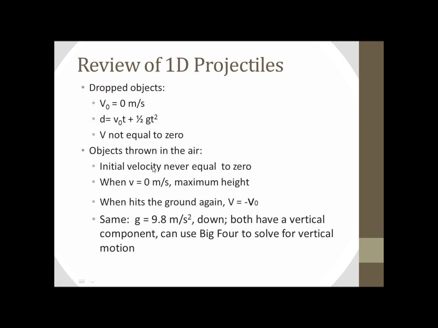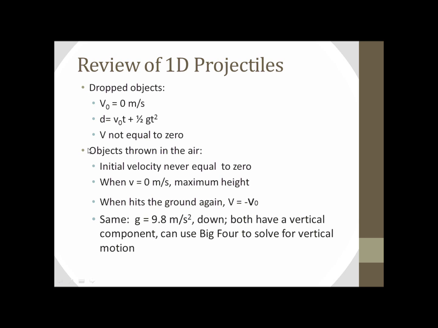So the other side of this is whenever you have projectiles thrown in the air, and in this instance, you have an initial velocity that is never equal to 0 because you have to throw it in some way, so it can't have 0. When the velocity is 0, then you're at the highest point in the path, so the top of the path, maximum height. And when it comes back down to the ground, the final velocity when it hits the ground is equal to the negative of the initial velocity. So if it goes up at 10 meters per second, it comes down at negative 10 meters per second.